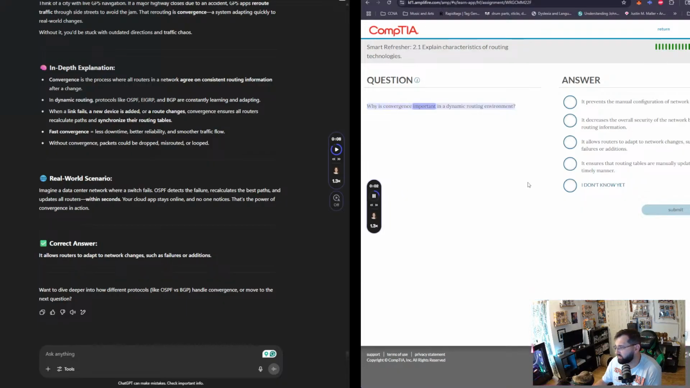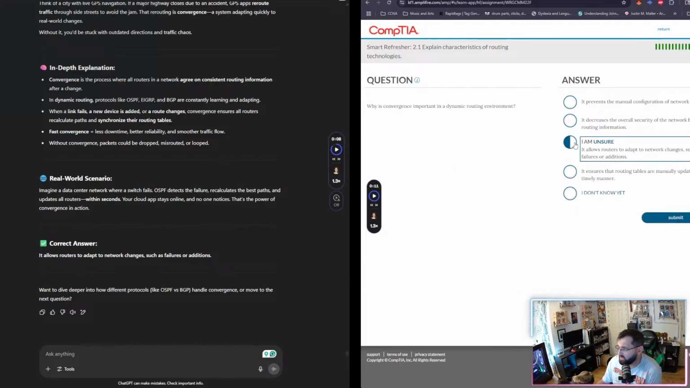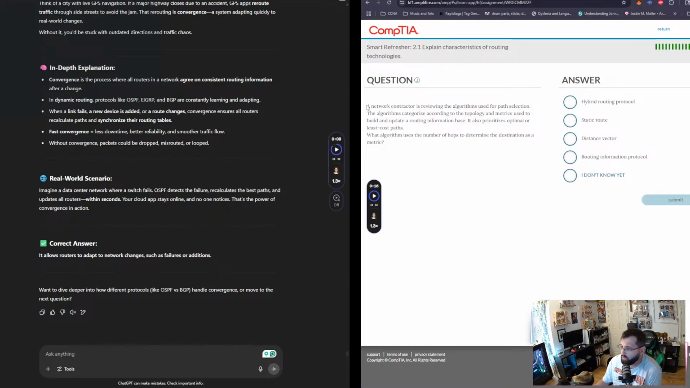Why is convergence important in a dynamic routing environment? It allows routers to adapt to network changes such as failures and additions, and additionally, it allows them to sync up to make sure that they all agree on everything.